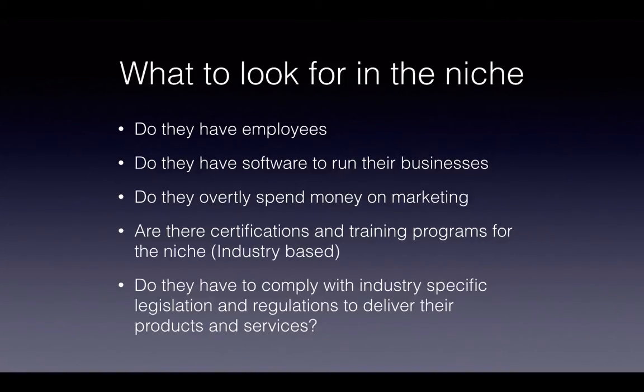Do they have to comply with industry-specific legislation and regulations to deliver their products and services? A classic example of this is the real estate association, or if you look at insurance or financial planning, these people, to deliver their services, have to comply with certain regulations, and they have to supply their customer with that information as part of their process to engage their customers. So when legislation and regulation comes into play, that is part of a business process. So that's also something that can be automated if you're looking at SaaS as an opportunity.